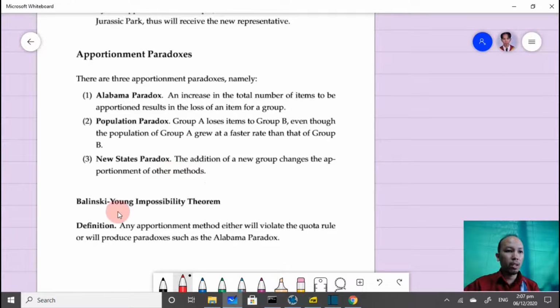Before I discuss the Balinski-Young impossibility theorem, let me first discuss fairness in apportionment, which will come after this.